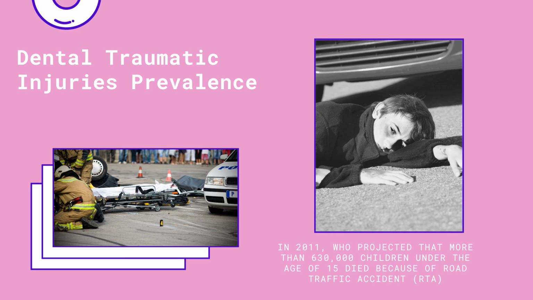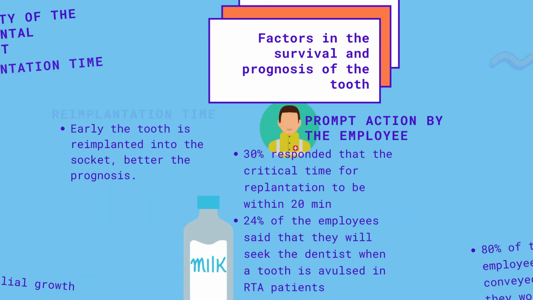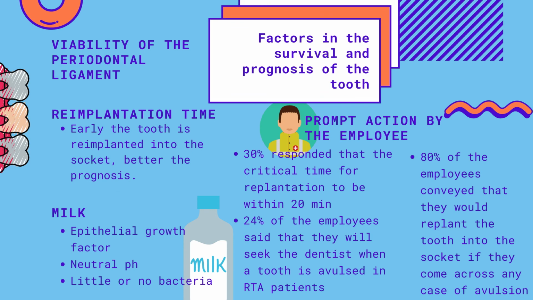These injuries are associated with a high rate of morbidity. For every person who dies, there are several thousand others who live on with various other disabilities. So what are the factors in survival and prognosis of the tooth? One of the main factors is the viability of the periodontal ligament. Immediate emergency management can help in the prognosis of an injured tooth, which helps in preserving the smile.